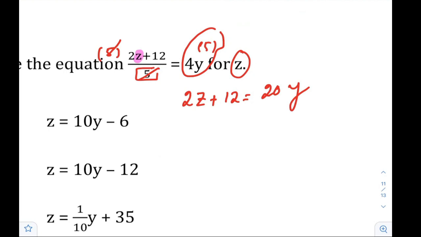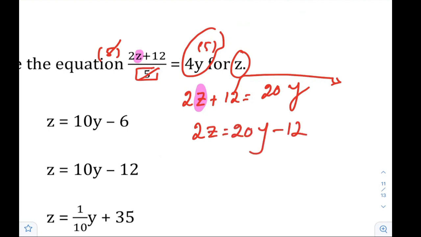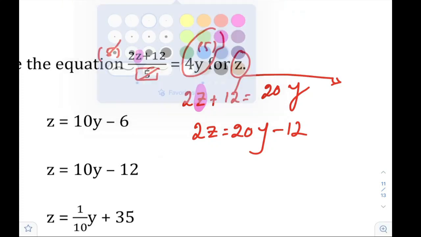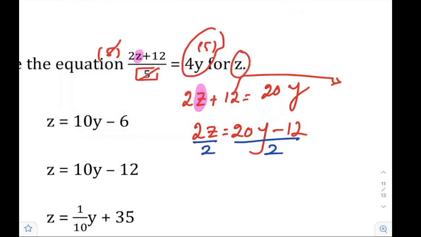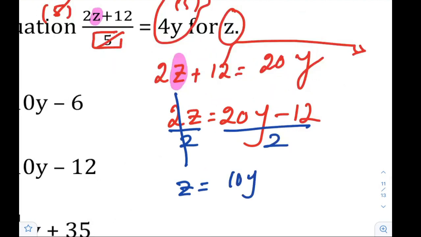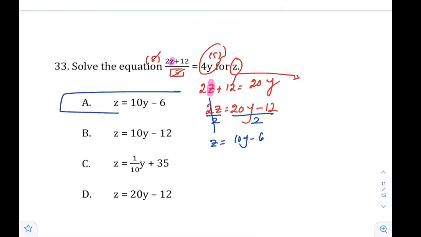Now again, you need Z alone. So kick the 12 to the other side. And now we want Z alone, so divide by 2 everything. So Z equals to 20y divided by 2 is 10y. 12 divided by 2 is 6. Which one is the correct one? It is A.